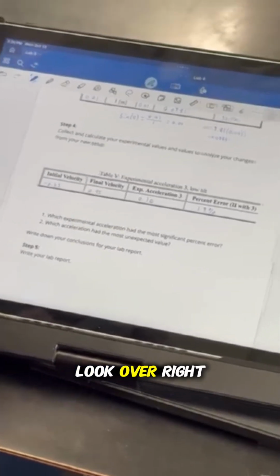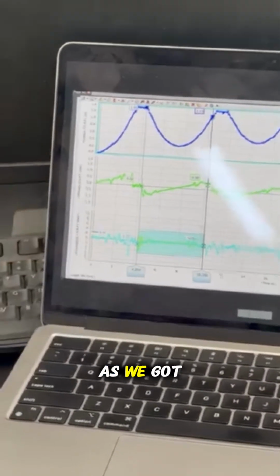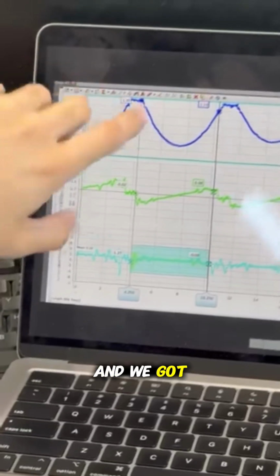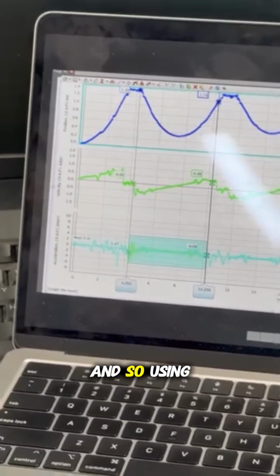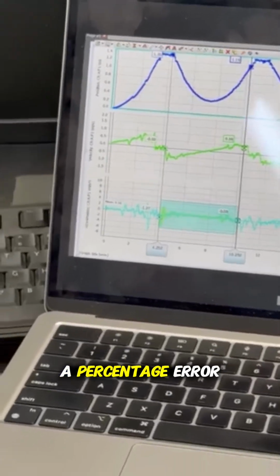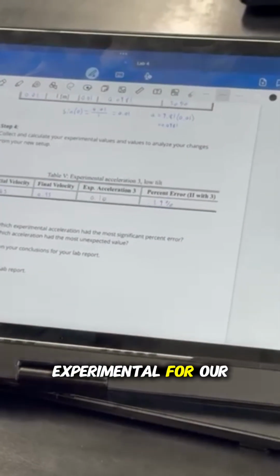Moving on to step 4, we went ahead using our experimental from the graph right here. We got a mean acceleration of 0.1 using the graph, and we got a nice U-shaped slope to do it. And so using that, we got a percentage error of 1.9 using our old experimental for our lab report, and that'll be it.